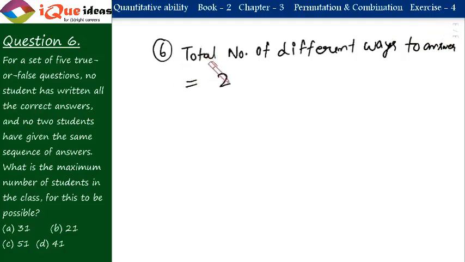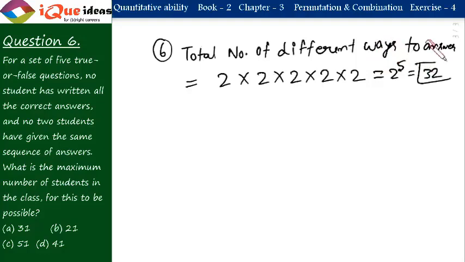That is equal to, for the first question there are 2 ways, multiplied by the second question, again 2 ways, third question 2 ways, fourth question 2 ways, fifth question 2 ways. Here we have to multiply because we have to attempt all questions. So this is equal to 2 raised to the power 5, which is 32 ways. So there are a total of 32 ways in this paper.